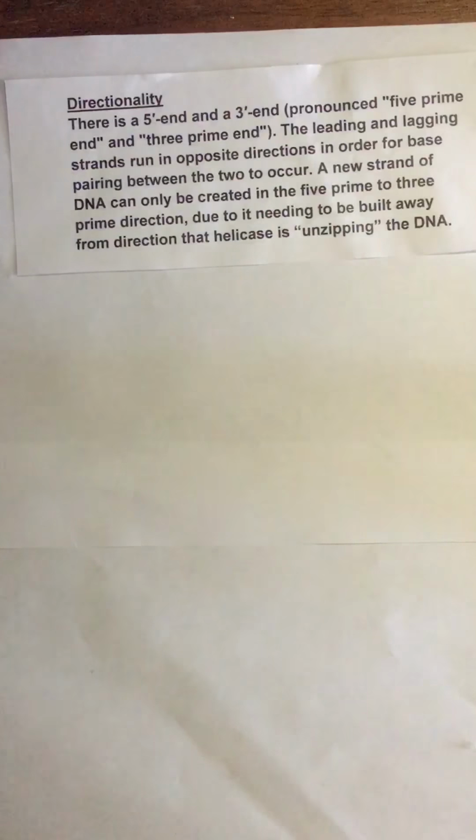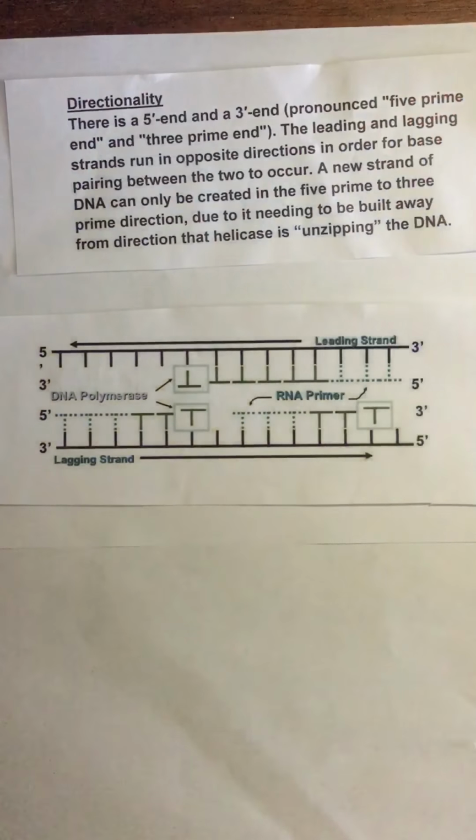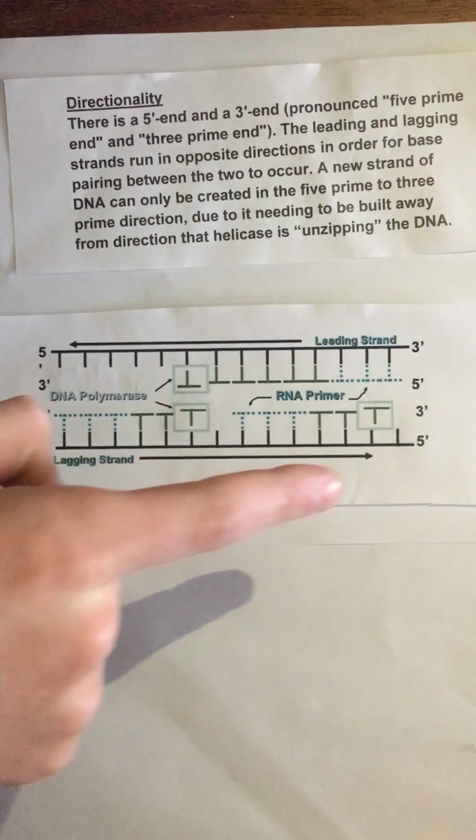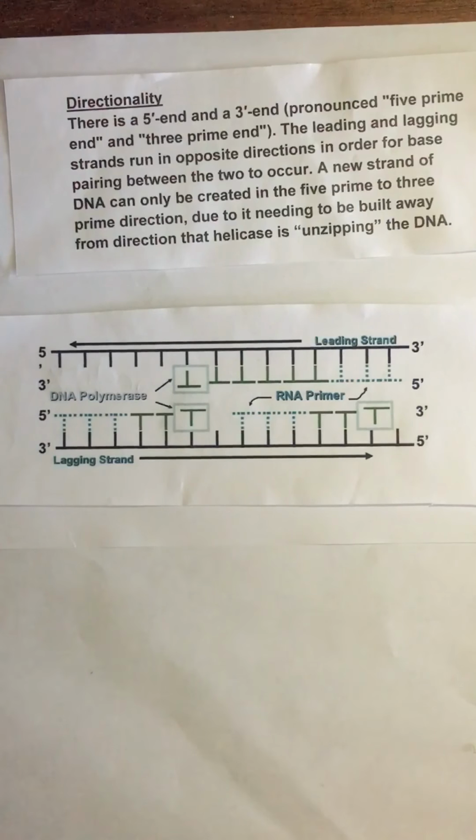Because of its 3' to 5' directionality, the lagging strand has to be made in these Okazaki fragments. DNA polymerase can only work from 5' to 3'. This means that in the leading strand, DNA polymerase can act continuously.